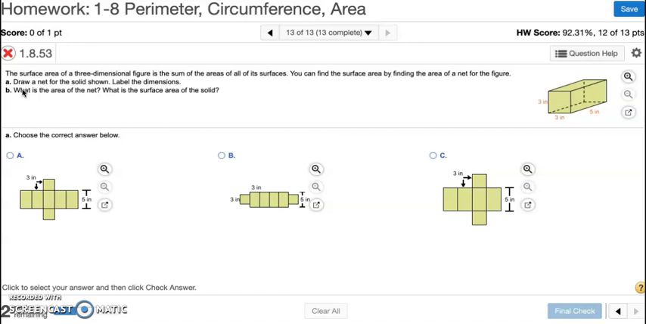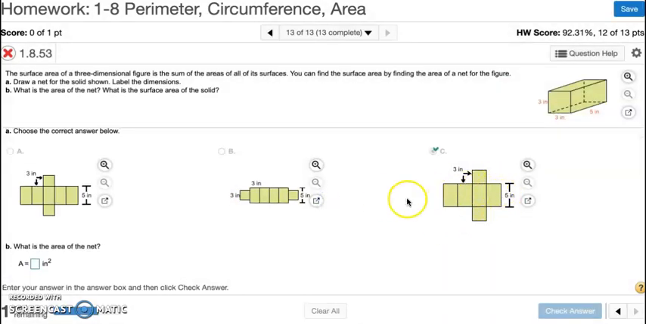Number 13. The surface area of a three-dimensional figure is the sum of the areas of all its surfaces. You can find the surface area by finding the area of a net for the figure. So we first got to determine which of these nets is correct. Now, looking at this shape, it's three-dimensional. We have a front and a back, so two of them that are squares. And we have top, bottom, left, and right for the rectangle, so 4 of them for that. So it's not going to be A because that's 5 of them. Here, if you can visualize folding this up, this won't give you that shape, so it has to be C.